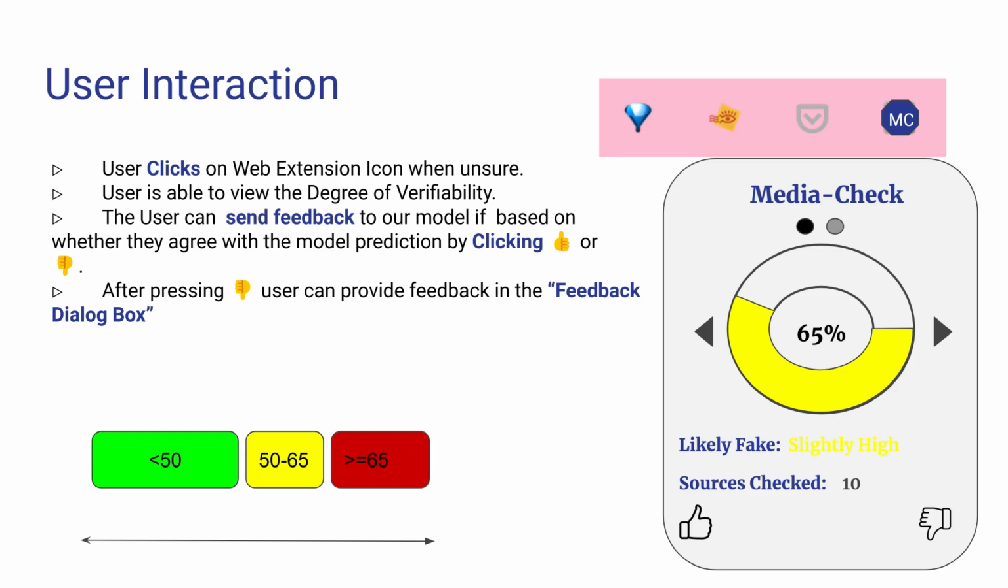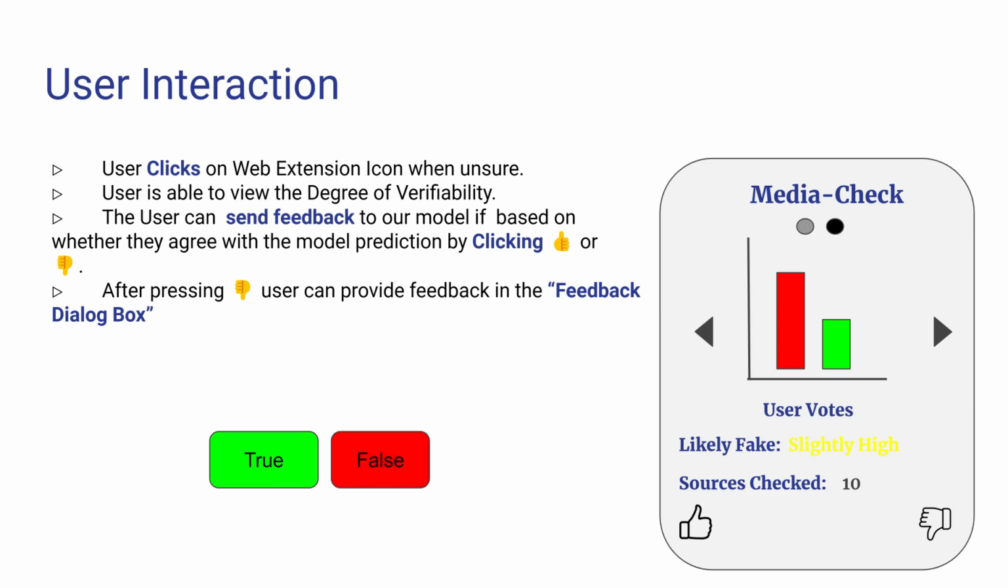Users will also be able to see what other people have voted for the same content in the form of a graph. So if it is false, you can see that more people have voted that the particular model prediction is false or true.